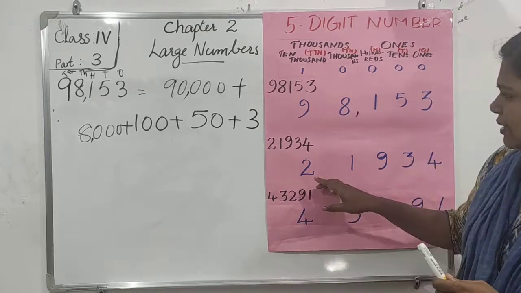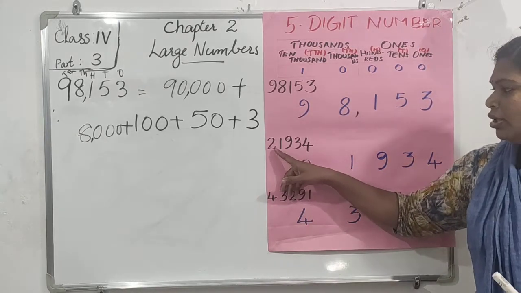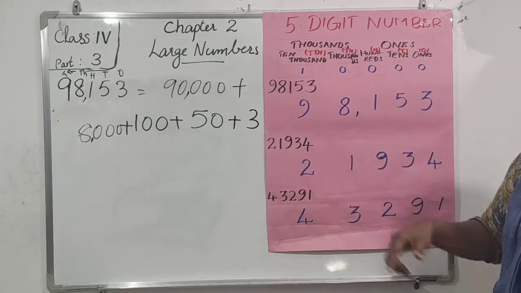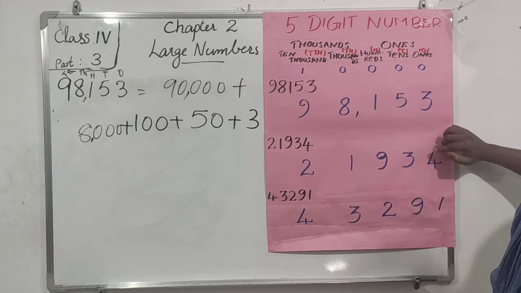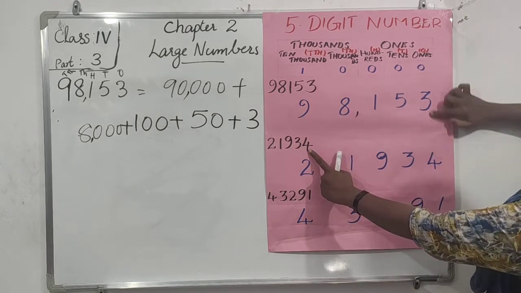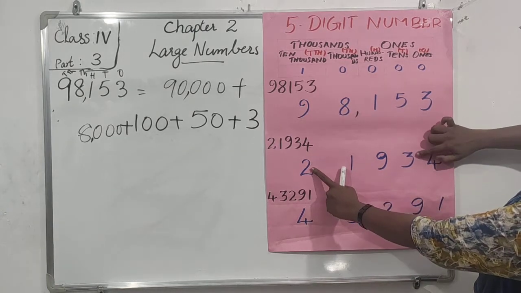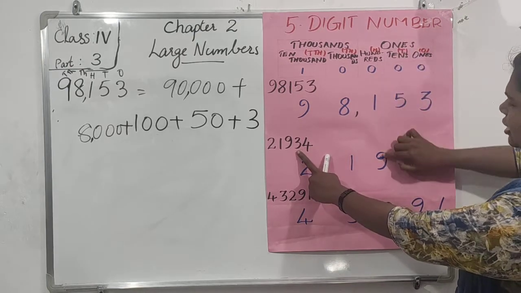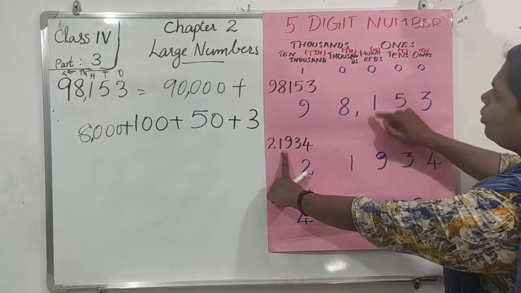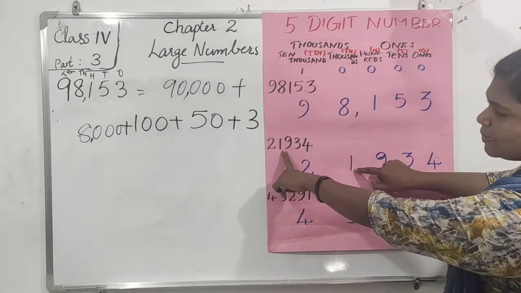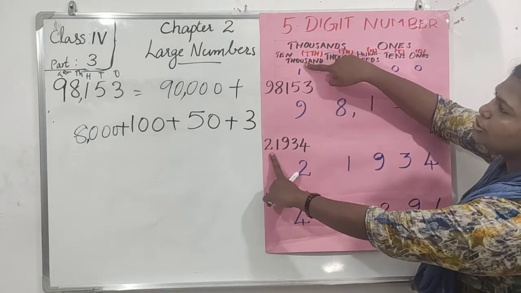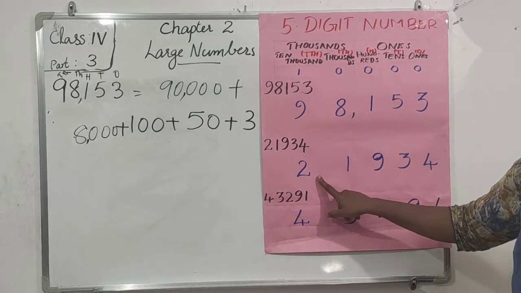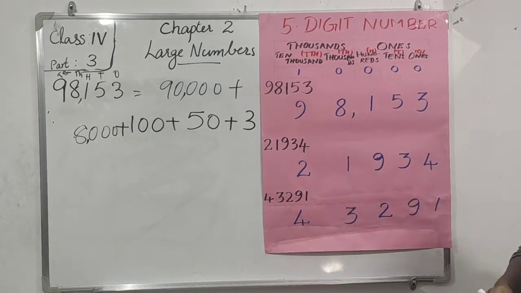Then what about the next one? I wrote another number, 21934. 4 comes under 1's place. 3 comes under 10's place. 9 comes under 100's place, 1 comes under 1000's place, and this 2 comes under 10,000's place. Clear?